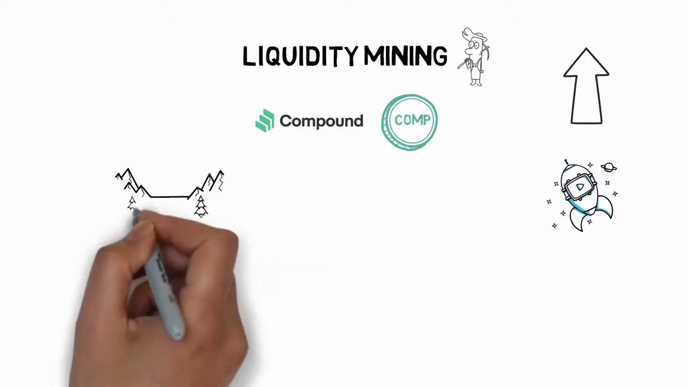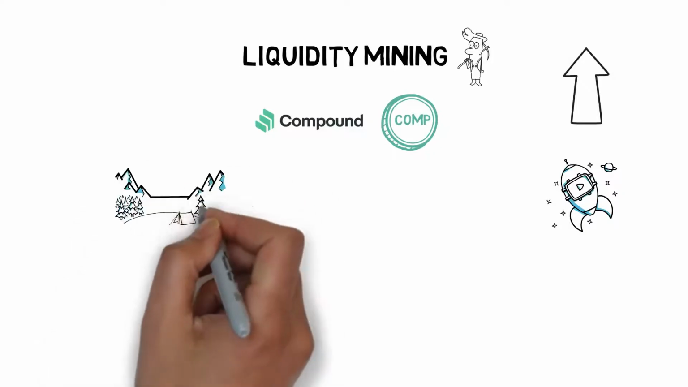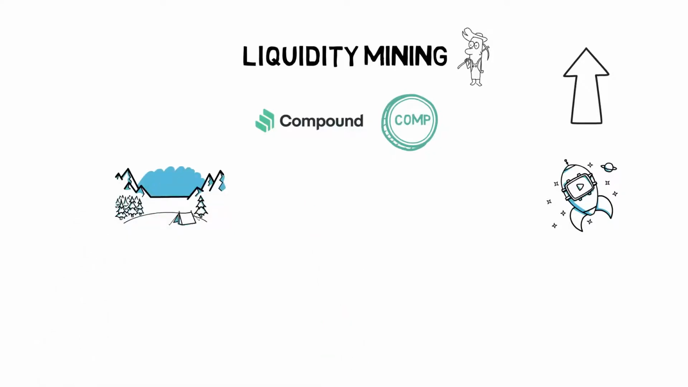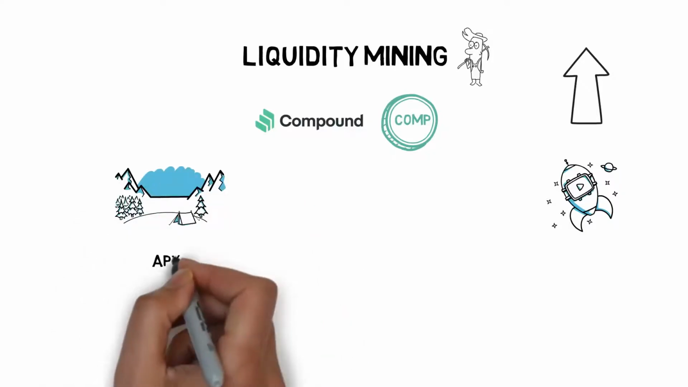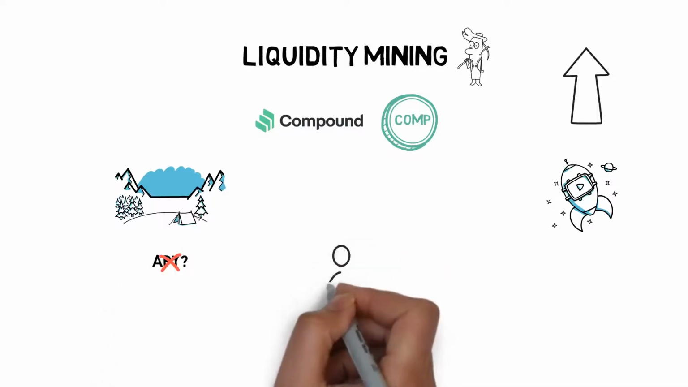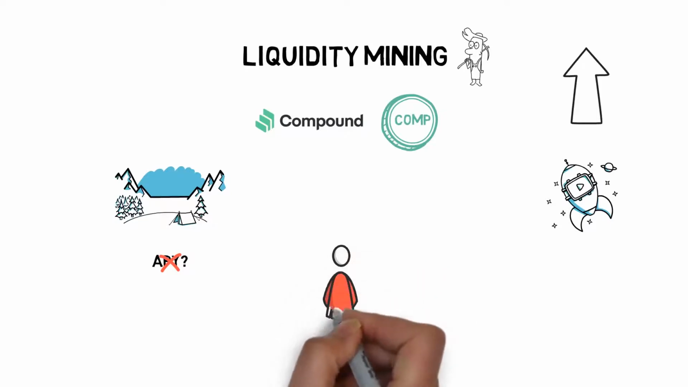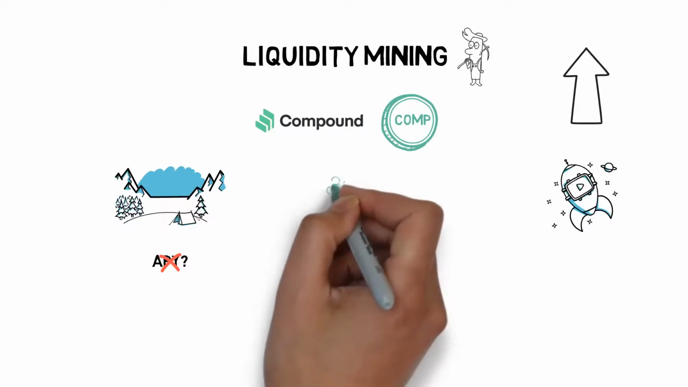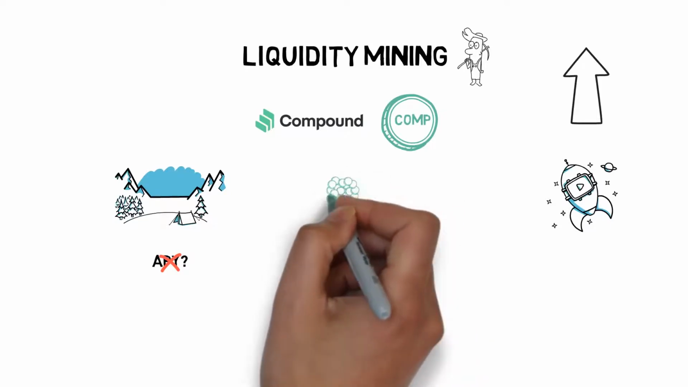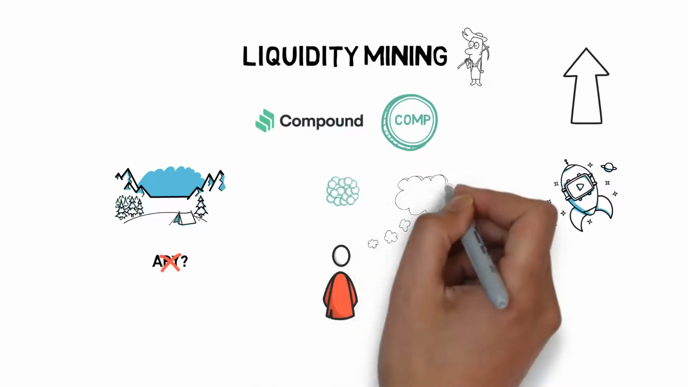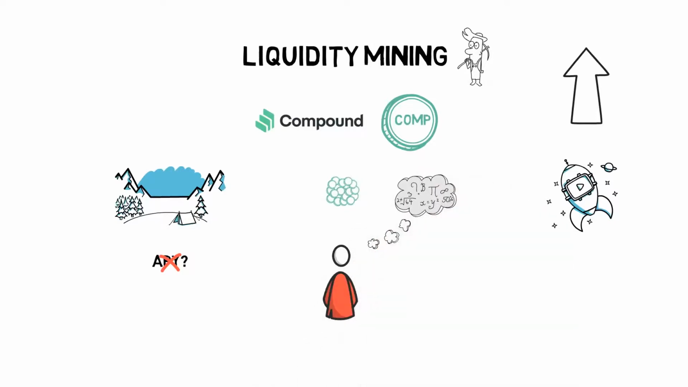COMP farming basically changed the whole landscape of finding the best yield, and checking the APY of a deposit was no longer sufficient. To find out the actual yield, you would have to add up all the extra tokens that were being distributed. Finding the best strategies became more and more complex.